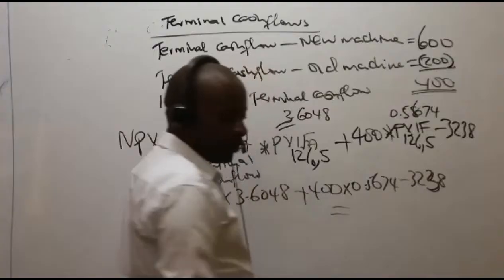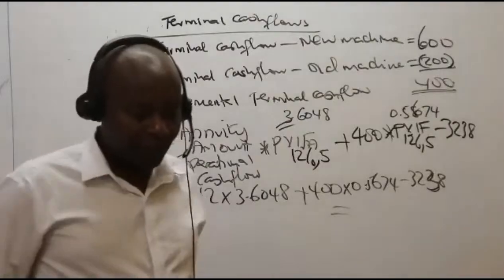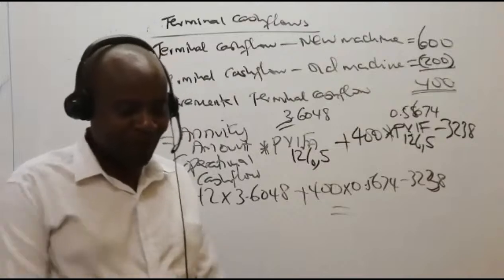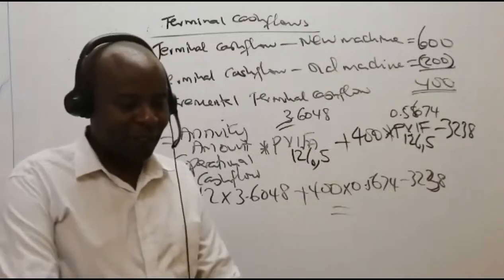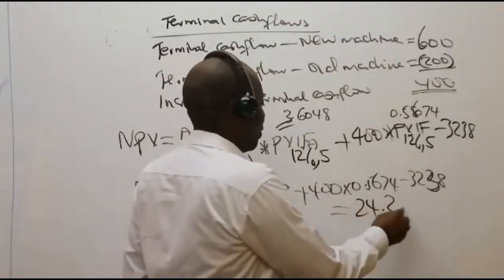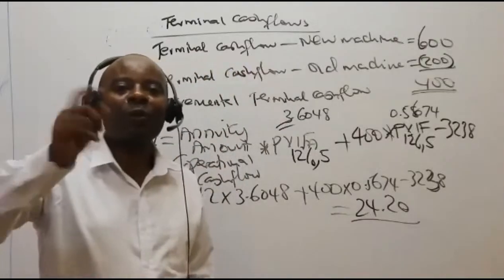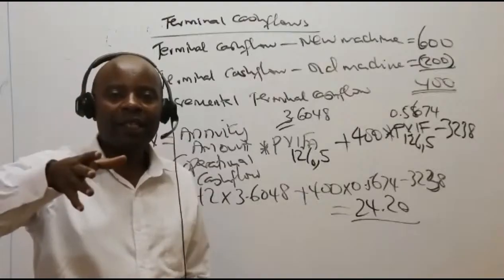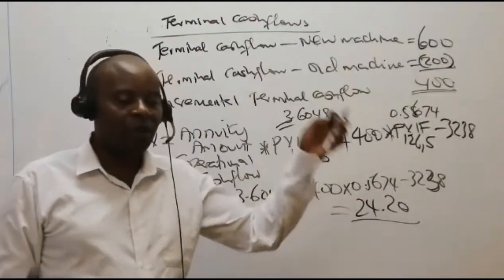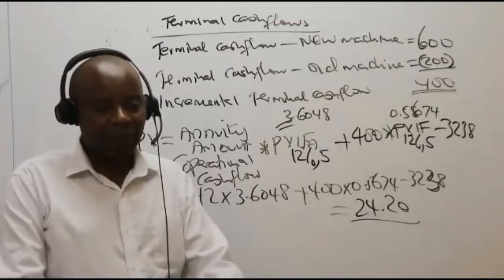So who is able to give us that net present value? I can see from Olivia, the net present value is 24.20. However small, so long as it is positive, then the decision to replace is viable. So we're advising these people to go ahead and replace, because replacement has a positive net present value.